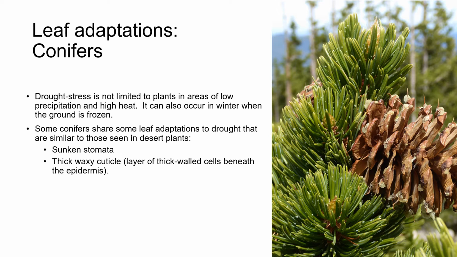Drought stress isn't limited to plants in areas of low precipitation and high heat. Drought stress can also occur in winter in areas where the ground is frozen and there's no liquid water available for the roots to take up. Many conifers that are native to subalpine and alpine areas share some of the leaf adaptations to drought that we see in desert and sclerophyll shrubs and trees. They have sunken stomata and a thick waxy cuticle, which is a layer of thick-walled cells just beneath the epidermis.